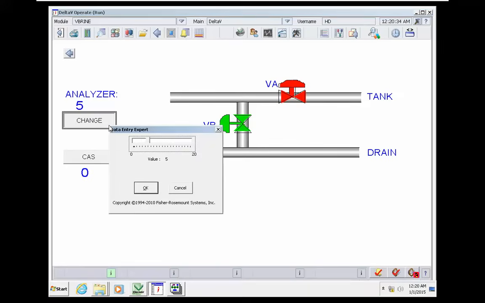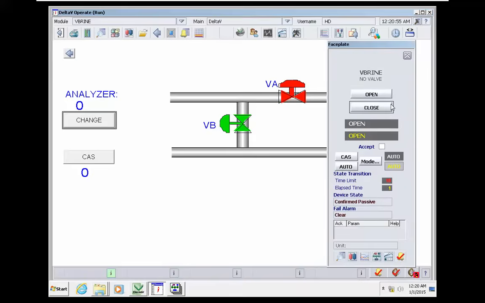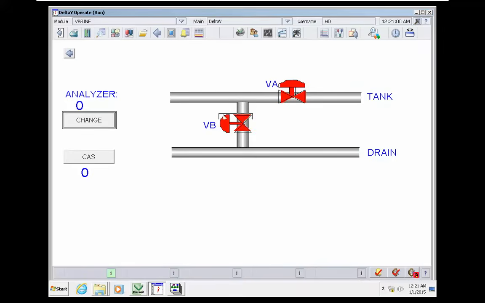Consider this case. We have a good product. The program cannot force the valve change because we are not in cascade. We are in the drain mode. So the control is in the hand of the operator. And the operator can close the drain valve, and the product valve VA will be open automatically.